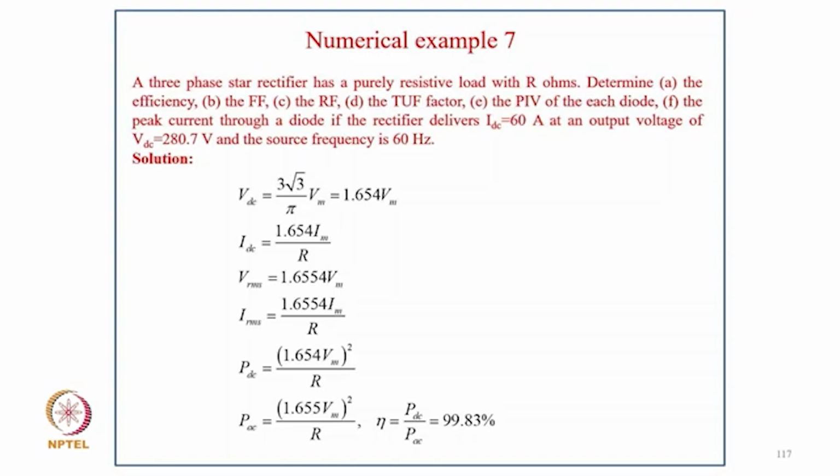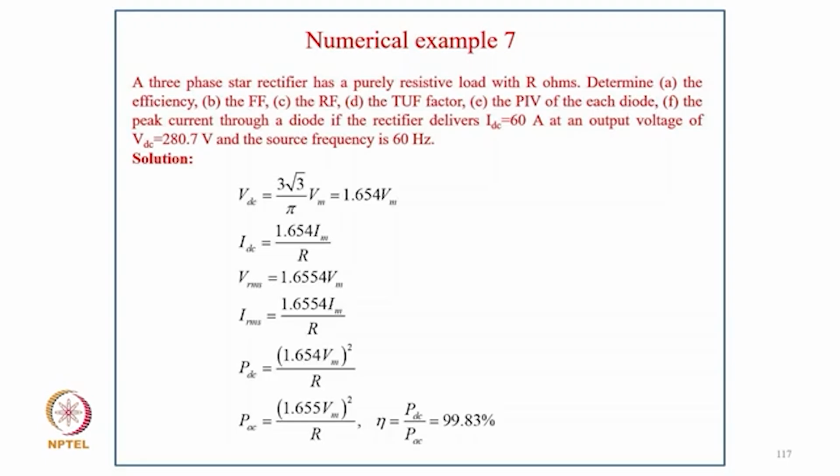So coming to numerical example 7, a 3-phase star rectifier has a pure resistive load with R ohm. Determine the efficiency, form factor, ripple factor, transformer utilization, peak inverse voltage, and peak current through diode, given the rectifier delivers IDC equal to 60 ampere and the output voltage 280.7, and the source frequency 60.